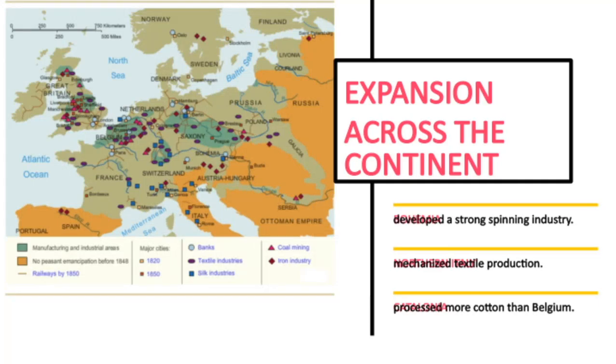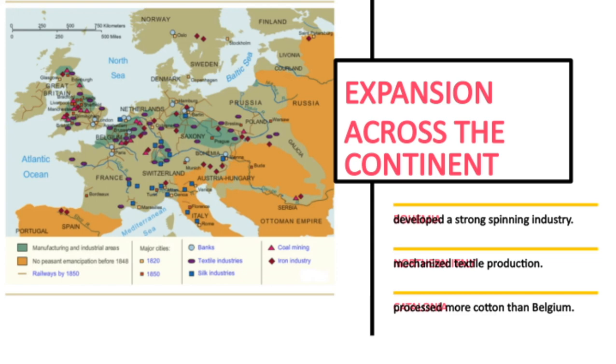When we look at the scale of cotton processing, it's quite remarkable to see that some regions, like Catalonia, processed more cotton than even Belgium. This really highlights how quickly industrial activity expanded across different parts of Europe. In Catalonia, for example, mechanized textile production became a major industry, allowing for faster and more efficient manufacturing.